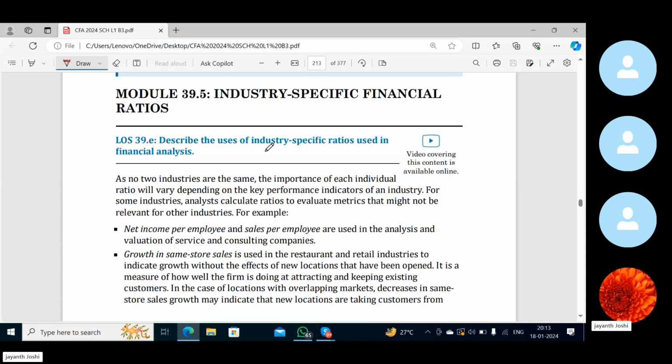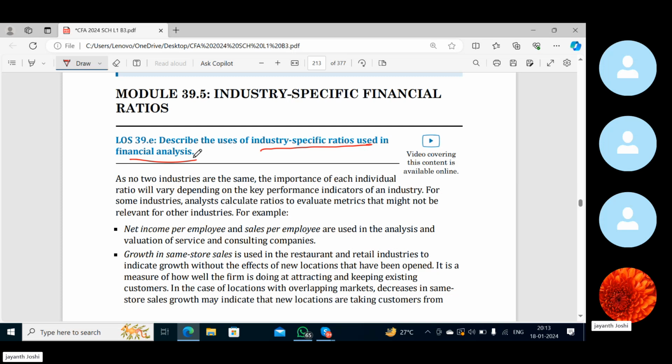Describe the uses of industry specific ratios used in financial analysis. See, industries may differ. There are many different types of industries available. Some are into mining, some are into genetics, some are into hospitality, some are into manufacturing. In that also we can make subdivisions.